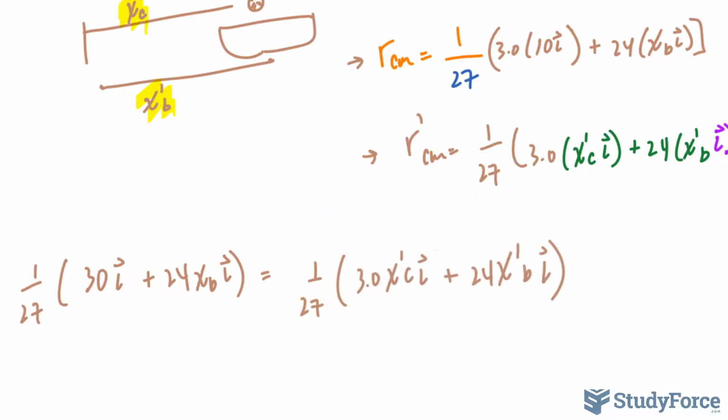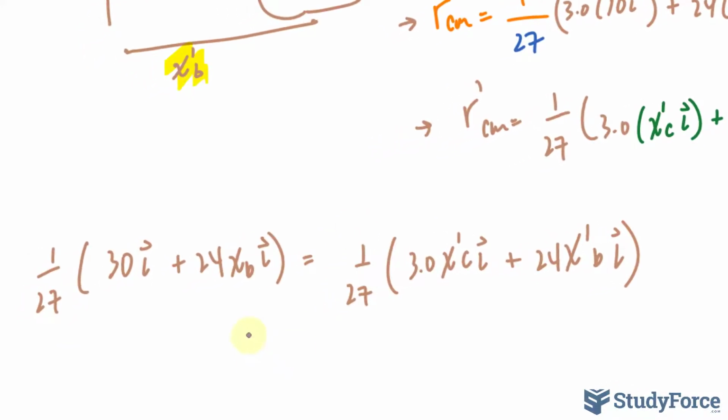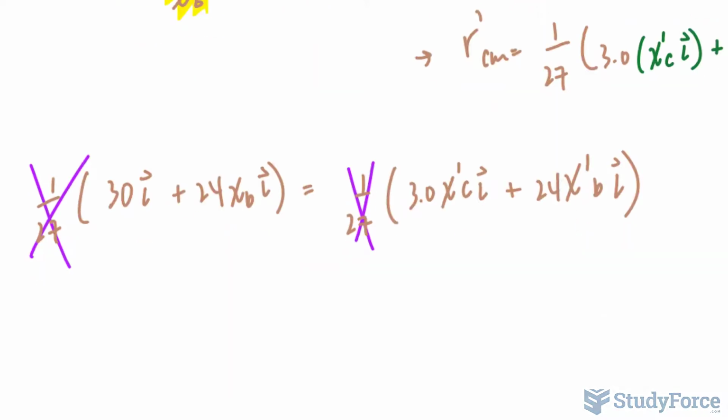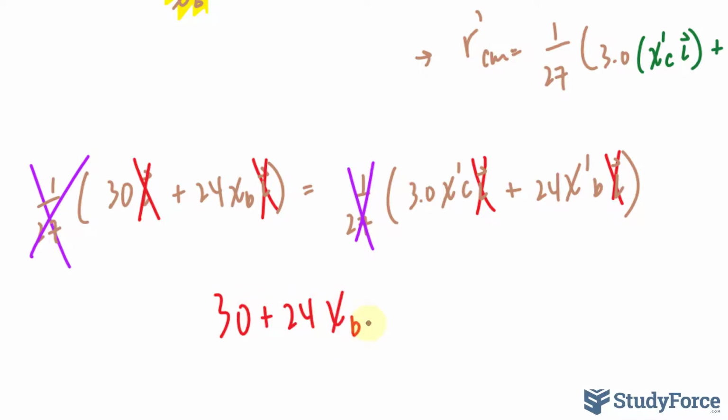Okay, now a few things we can do. Notice that we have 1 over 27 and 1 over 27 on both sides, so we can cancel them out. And we have the unit vector i in every term, so we can also ignore those moving forward. So we have our expression being 30 plus 24 x sub b is equal to 30.0 x prime sub c plus 24 x prime sub b.